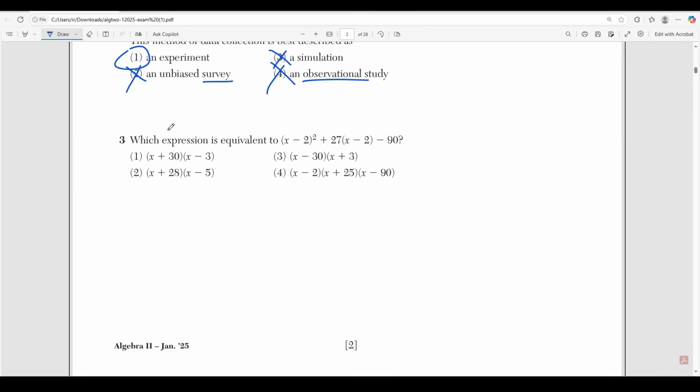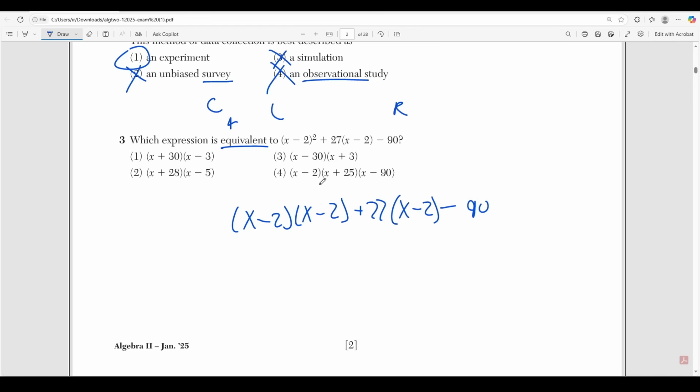So all we have to do here to find an equivalent expression is just combine like terms, right? So we'll go from left to right combining these like terms. Now, in order for you to combine like terms, what do you have to do? You have to get them out of the parentheses. So let's just rewrite this outside of the parentheses, right? We have x minus 2 squared, which is equal to x minus 2 times x minus 2. And we're going to add that to 27 times x minus 2 minus 90.